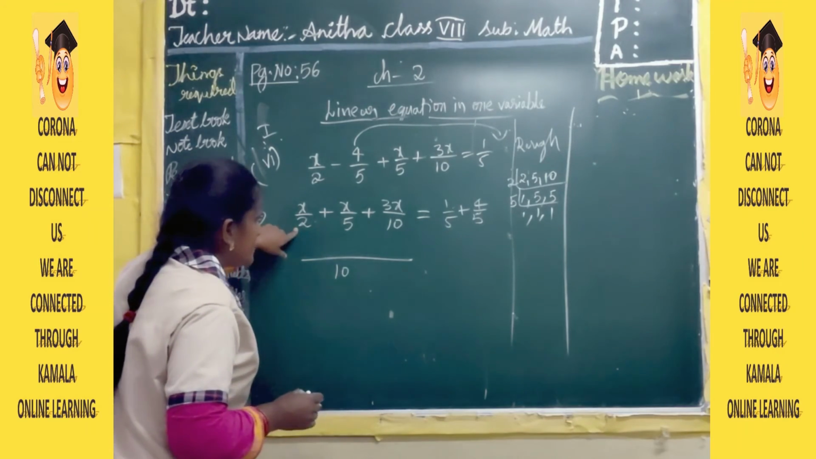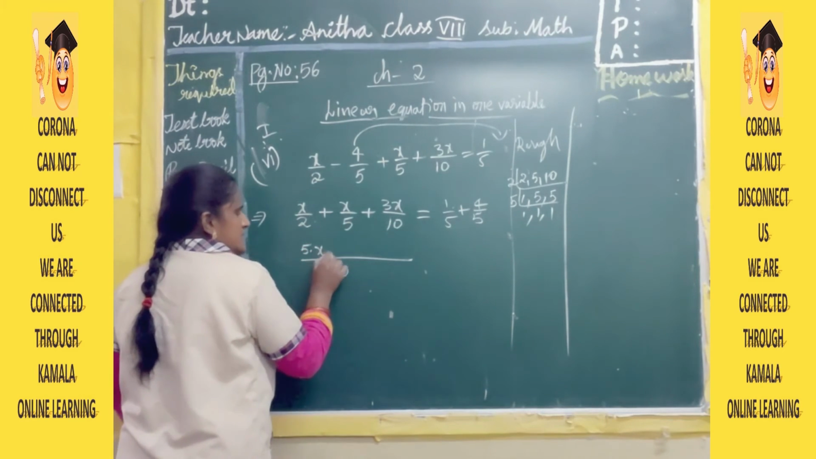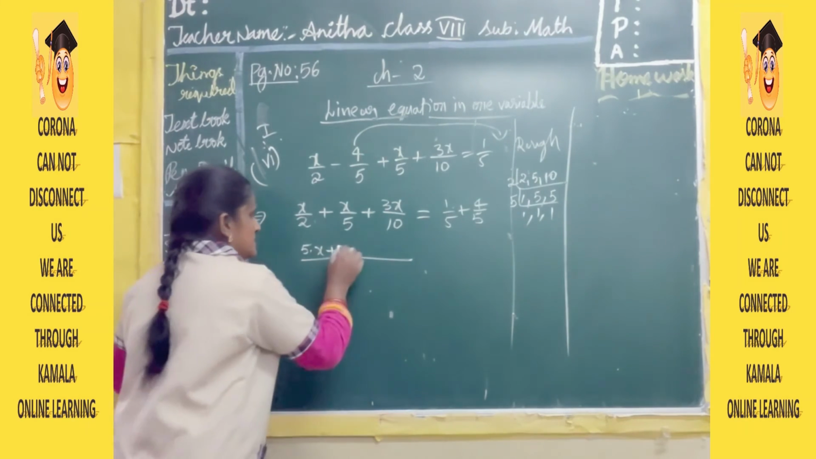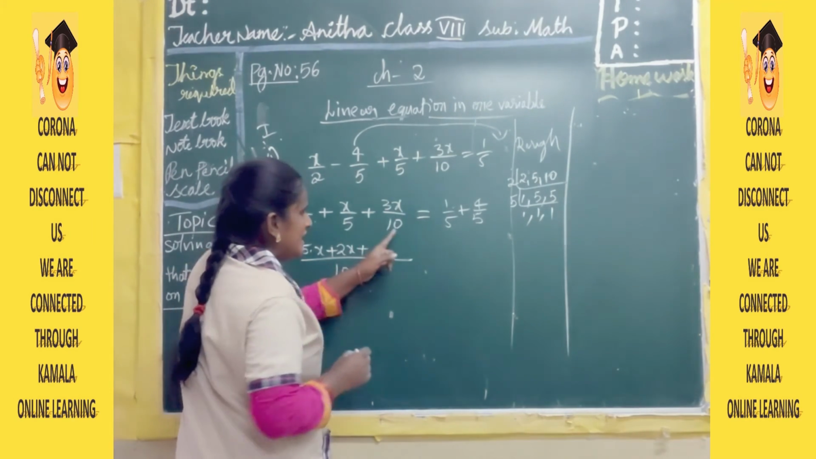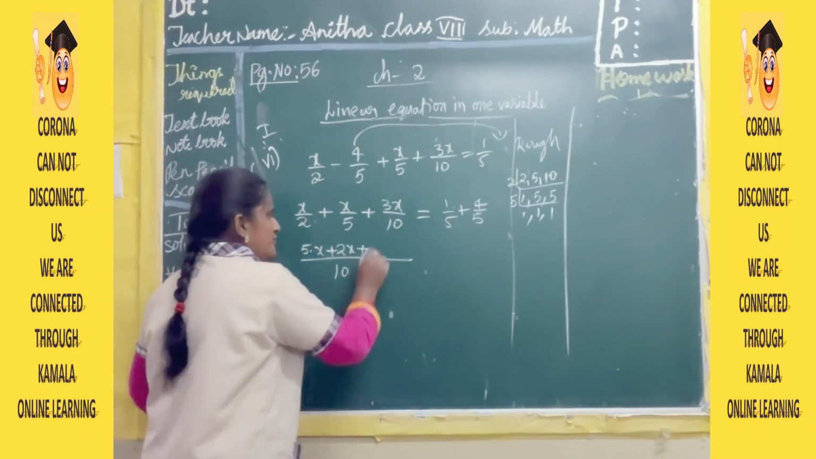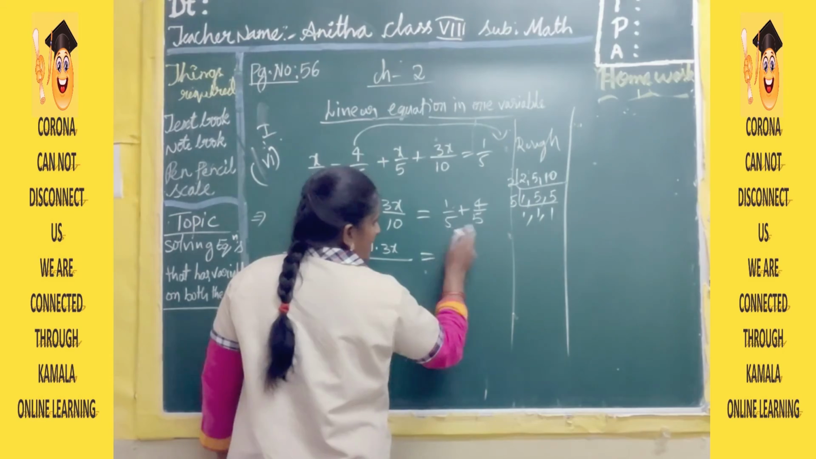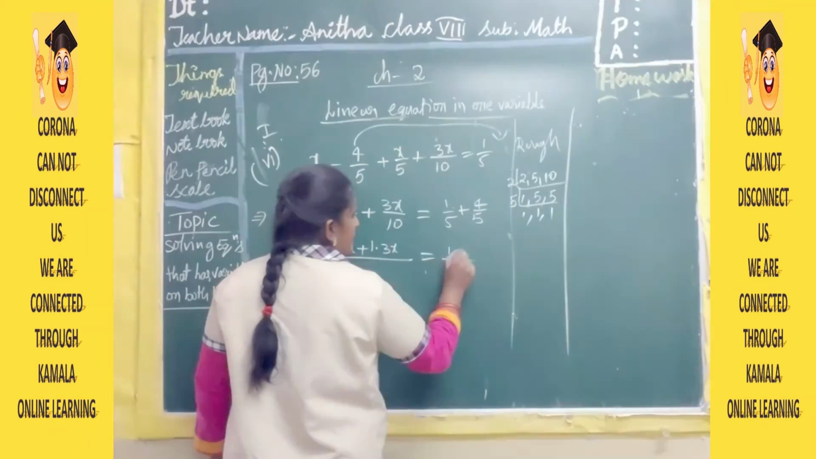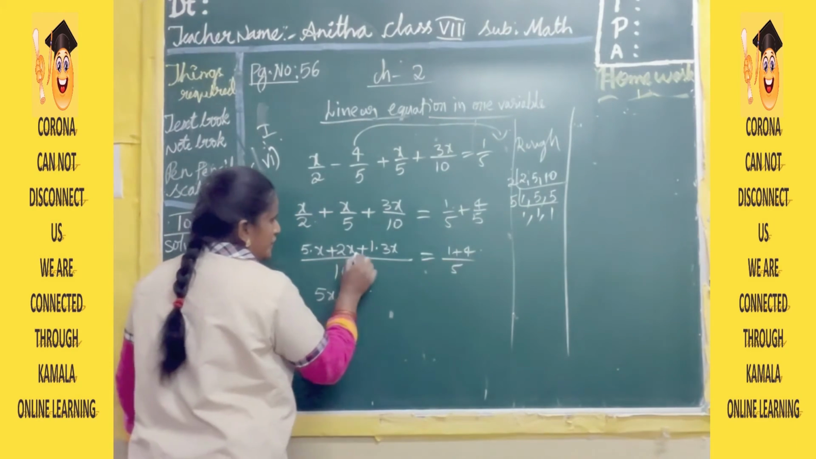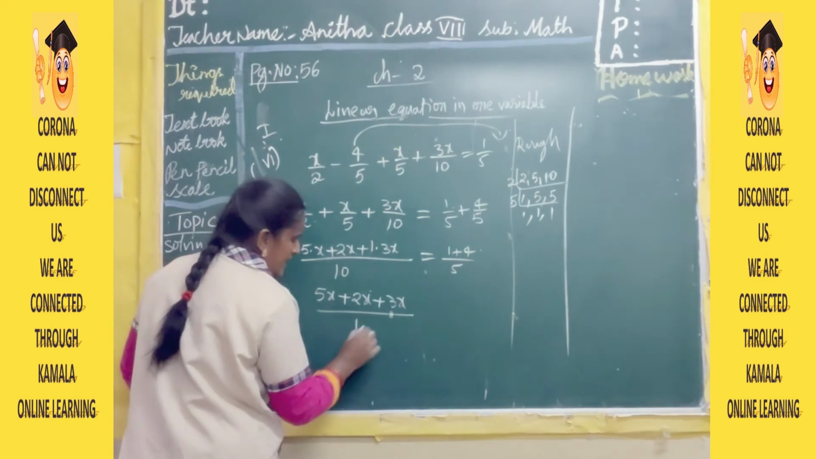Next, in the 2 table, how many times will it go? 10, 5 times. 2 5s are 10. Then 5 into x. In the 5 table, how many times will it go? 2 times. 2 into x. In the 10 table, how many times will it go? 1 time. 10 ones are 10. That 1 into 3x is equal to, here LCM is 5, 5 ones are 5, and 1 plus 4. Next, 5 into x, 5x plus 2 into x, 2x plus 1 into 3x, 3x by 10.